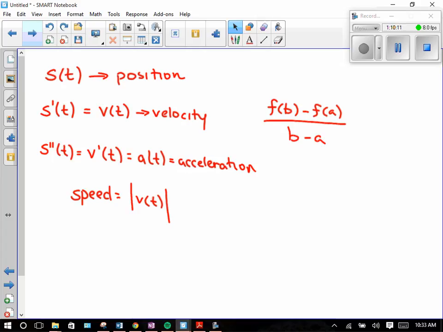And on part C, when it says at what time is the particle at rest? Particle at rest means that the velocity is equal to what? 0. So you set the velocity function equal to 0.